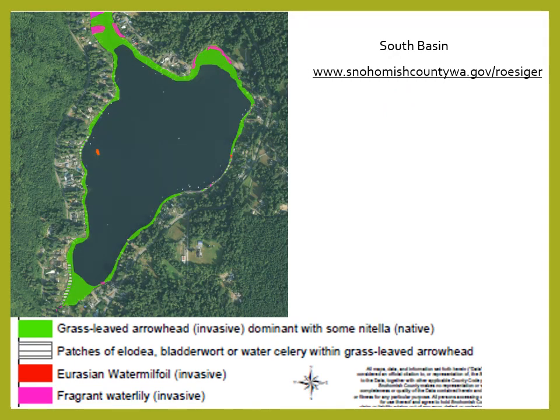Within the South Basin, grass-leaved arrowhead by far dominates the border of the entire basin. Again, there are patches of native elodea and bladderwort within these beds, but by and large, this is the dominant plant community within the South Basin. Again, there are limited examples of Eurasian water milfoil, some of which may have been pulled by lake residents. And fragrant water lily is observed in the northeastern portion of the South Basin, and then moving into the linkage between the South and the Middle Basin.